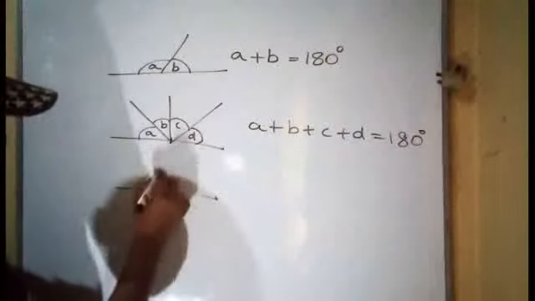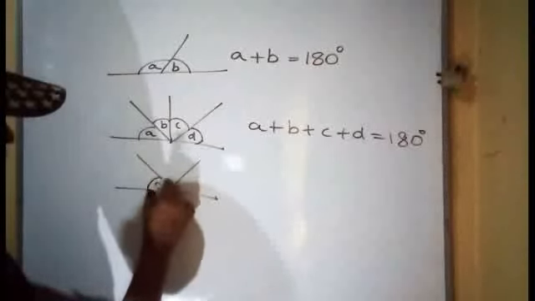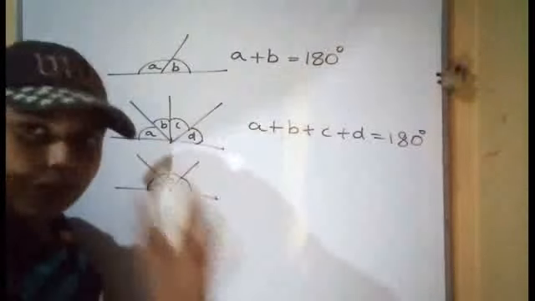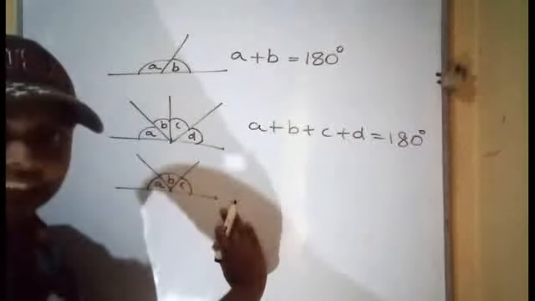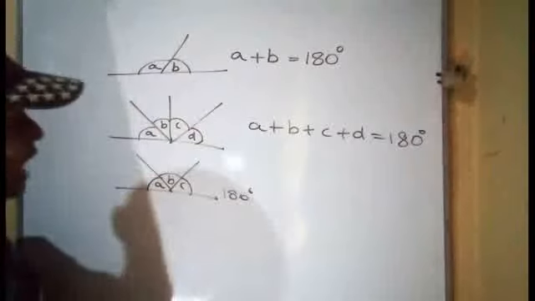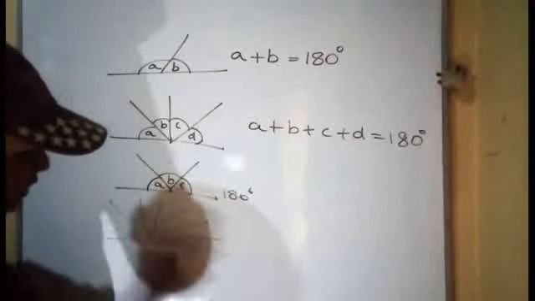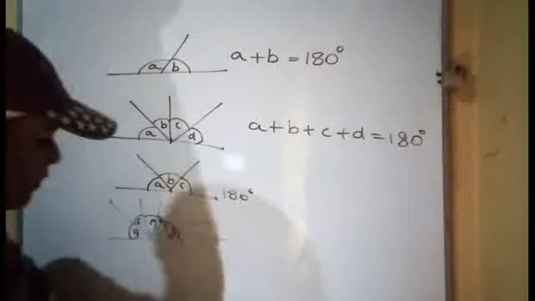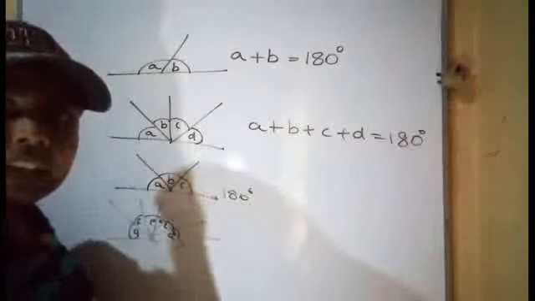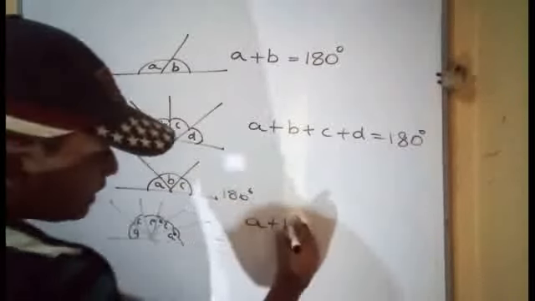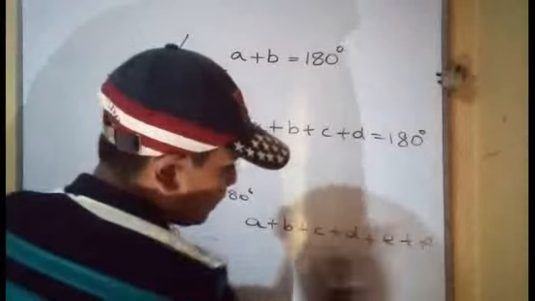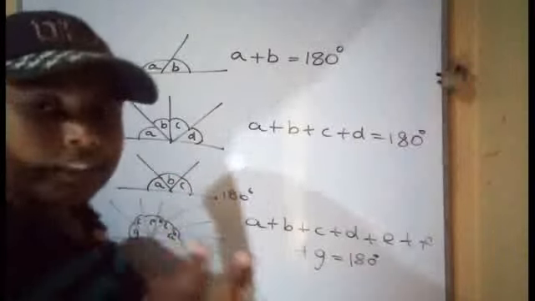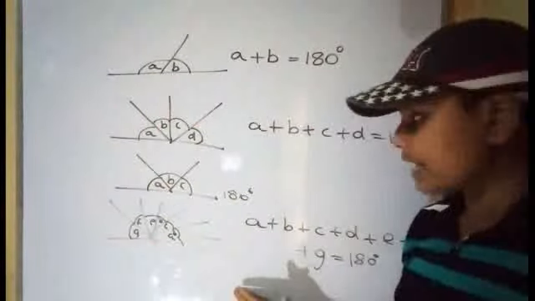Now you have A, B, C. This straight line is called 180 degrees. You want to keep it in your mind. Now suppose you have A, B, C, D, E, F, G. There are 7 angles. You want to get A plus B plus C plus D plus E plus F plus G equals 180, because this straight line means 180. Keep it in mind: this straight line is 180.